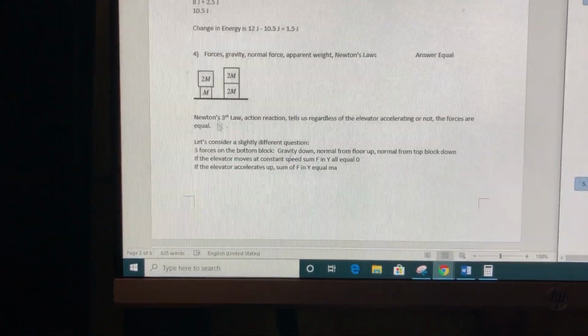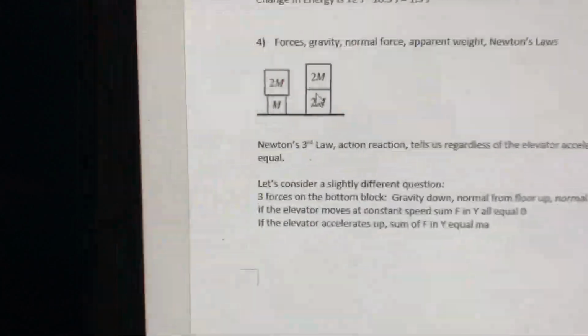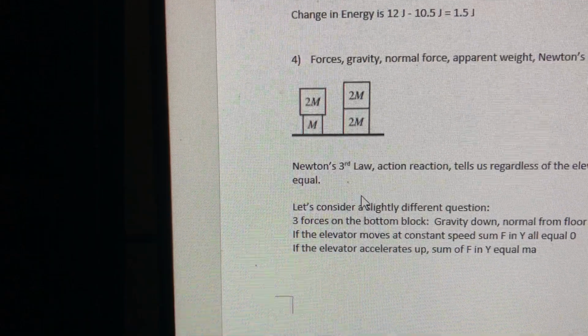So if I were to look at the bottom block, there's three forces on this bottom block, right? So the bottom block is being pulled down by gravity, that's one force.